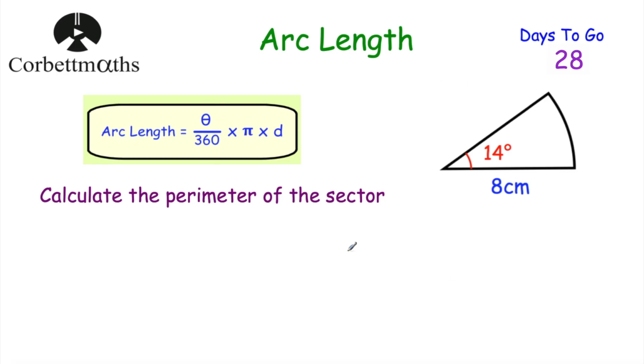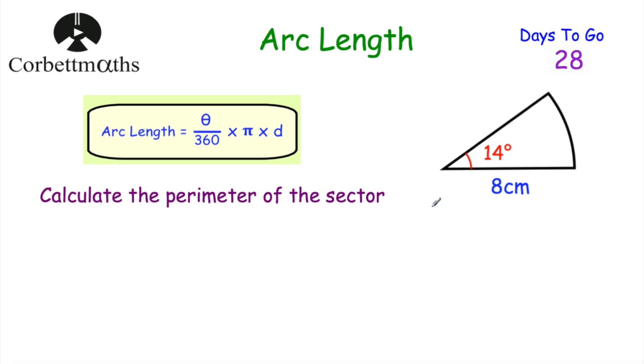So in other words, you're working out the circumference of the circle, and then you're just working out the fraction of it that you need to find the length of the arc. So that's it. The formula to find the length of this arc is beta over 360 multiplied by pi multiplied by the diameter, where beta is the size of the angle and d is the diameter of the whole circle. And the question says, find the perimeter of this sector.